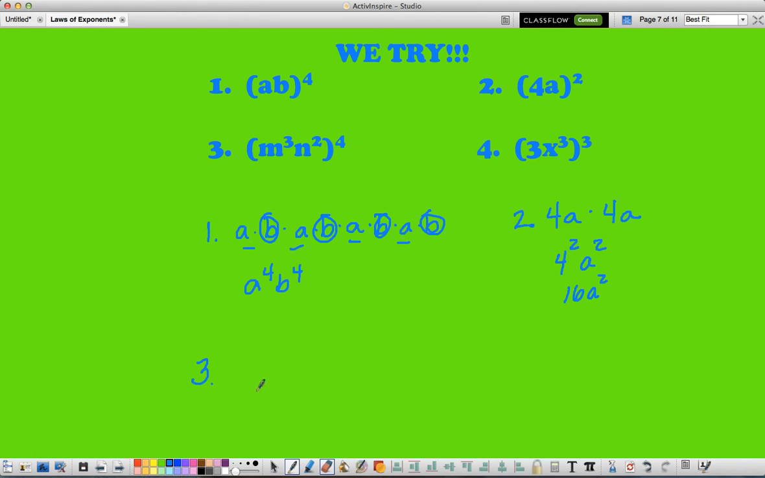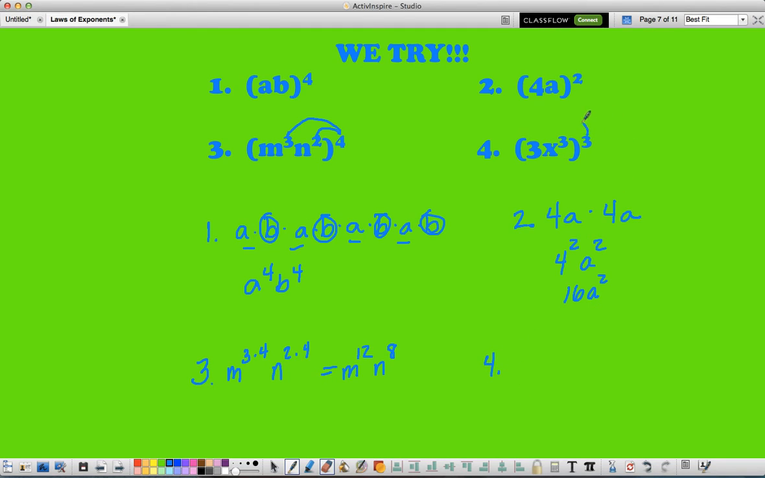For 3, let's just make it easy. m to the 3rd times the 4th, because I share it with both. And then n to the 2nd times 4, which would be m to the 12th, n to the 8th.